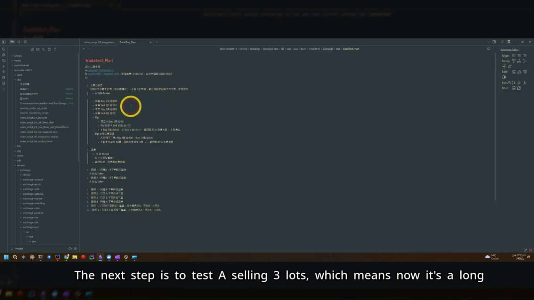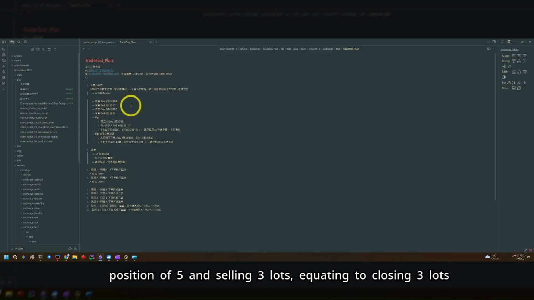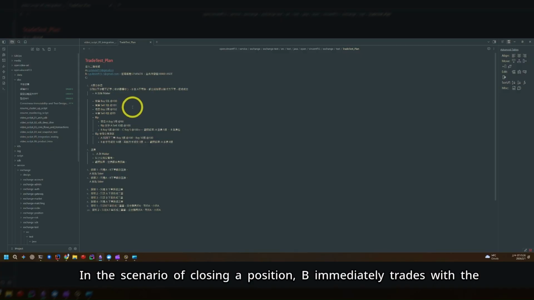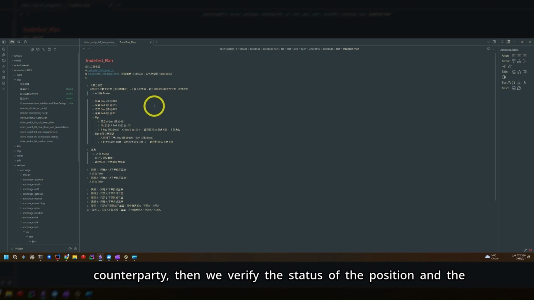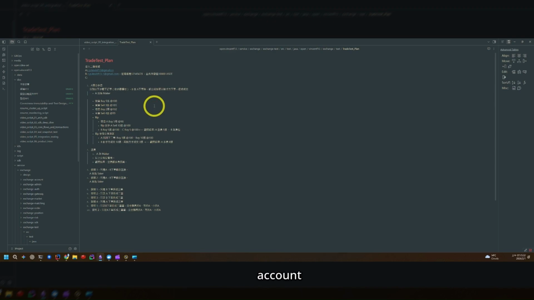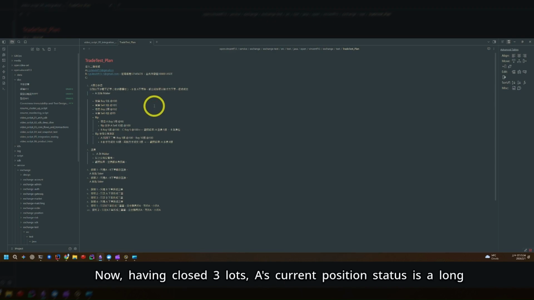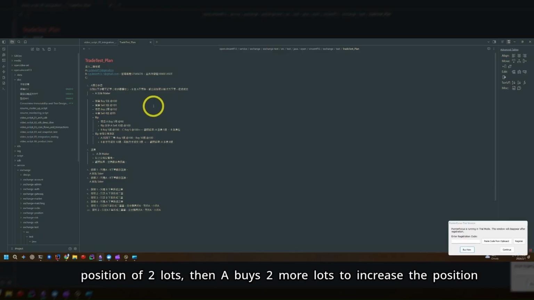The next step is to test selling 3 lots, which means now it's a long position of 5 and selling 3 lots, equating to closing 3 lots. In the scenario of closing a position, B immediately trades with the counterparty. Then we verify the status of the position and the account. Okay, now having closed 3 lots, A's current position status is a long position of 2 lots.